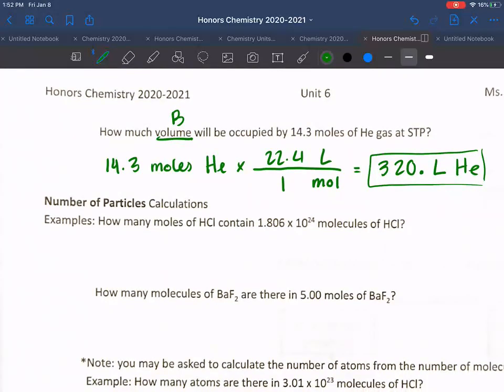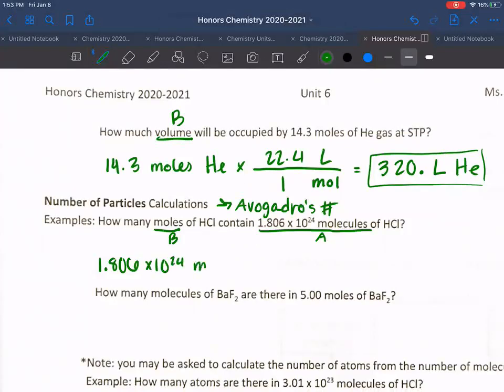Alrighty. Okay, so now we're going to move on to figuring out the numbers of particles. And so this is going to heavily rely on Avogadro's number. Okay, so how many moles contain this many molecules? So if we start with 1.806 times 10 to the 24th. And so I abbreviate molecules MOLEC, but I also understand that that can get confusing with moles, especially with my cursive S's. So if you ever need me to clarify, just let me know.